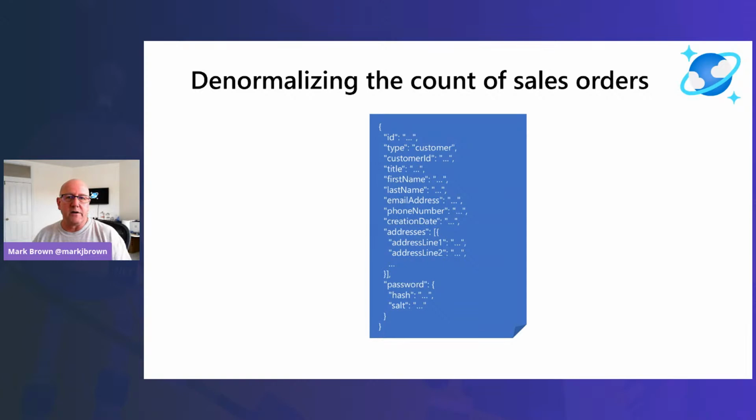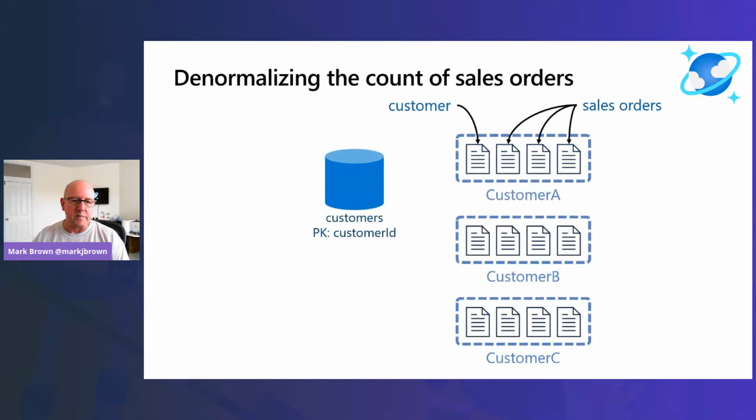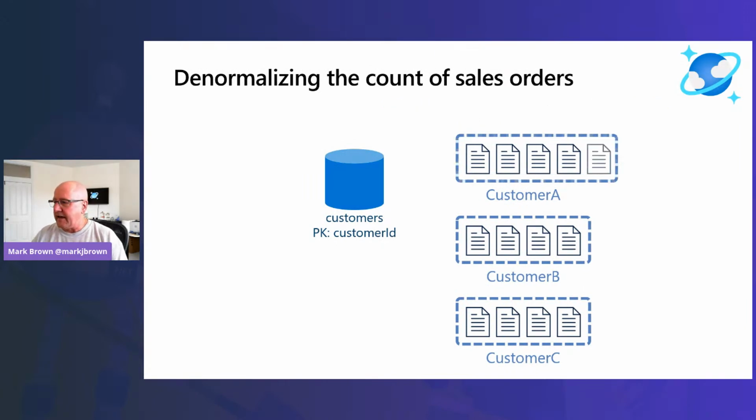So again, what we're going to do is denormalize. But in this case, we're going to denormalize an aggregate, and we're going to store that in the customer entity within our customer container. So I've got this new property here, sales order count, and I'm going to store it in there. So what we want to achieve is that every time I add a new sales order into my customer container, I'm going to increment this sales order count on my customer object.